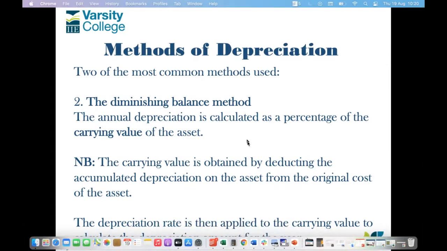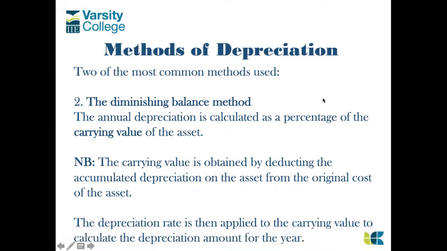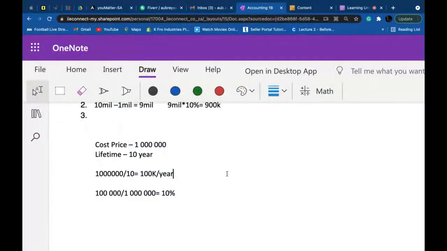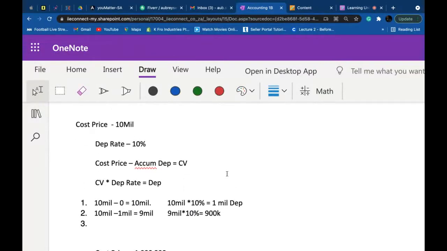Then, let me hide this quickly. It goes on to say, I hide one thing, another thing pops up. Okay, there we go. The depreciation rate is then applied to the carrying value to calculate the depreciation amount for the year. Okay, let's go back to our example. So now this is just a different illustration, a different example to illustrate the reducing balance method, or diminishing balance method.